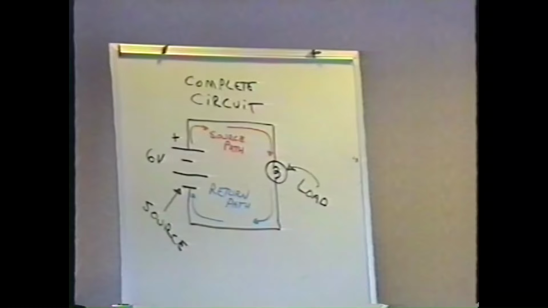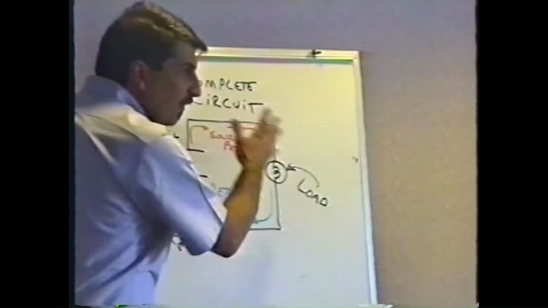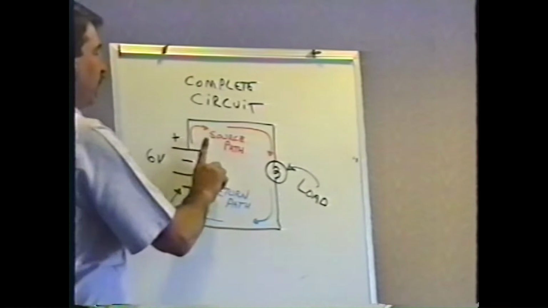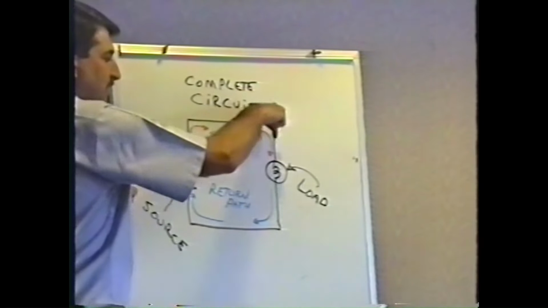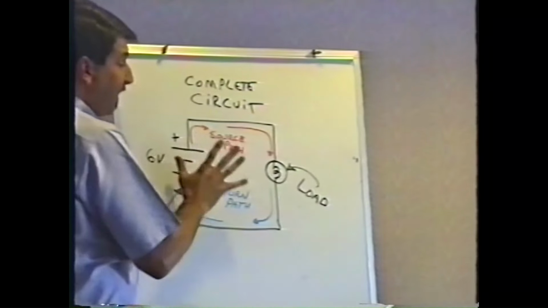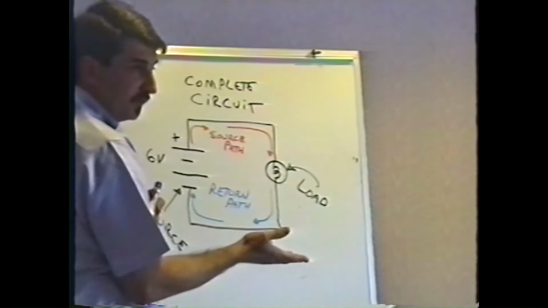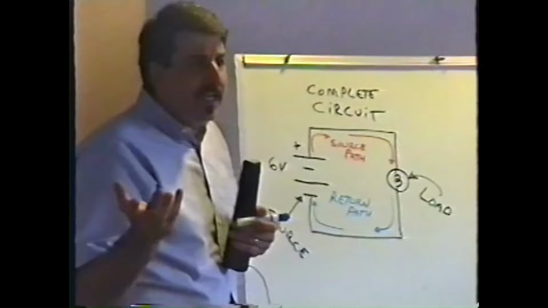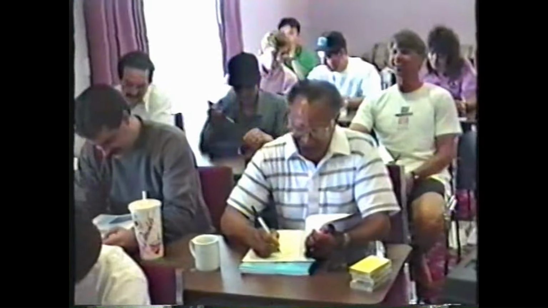According to the schematic diagram, according to the way the schematic diagrams are drawn, electric current flows from positive to negative. Huh? Wait a minute now. I just got finished saying that electricity is these electrons, and these electrons are little negatively charged things.